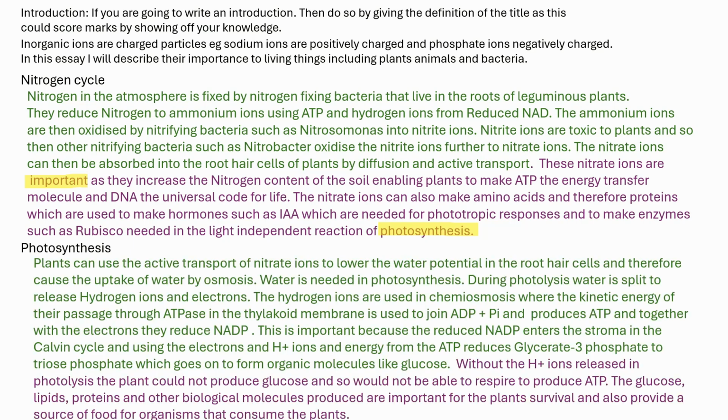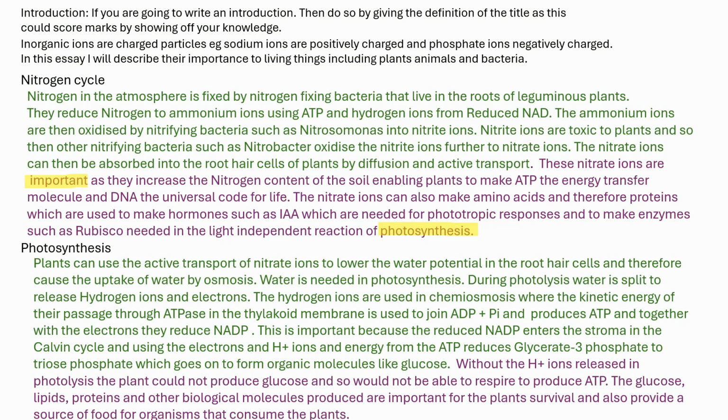So I've started here, probably not a very good place to start, but plants can use active transport of nitrate ions. So I'm linking it to what I've been talking about, to lower the water potential in their root hair cells and therefore increase the water uptake by osmosis. I should have said to increase the water potential gradient, but there we go. Water is needed in photosynthesis, and now I go into during photolysis, water is split to release hydrogen ions.